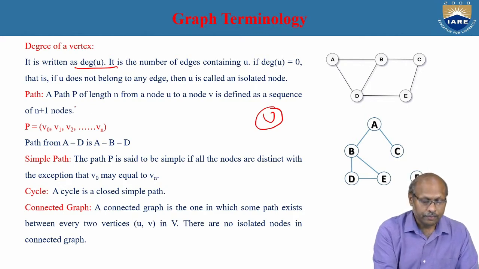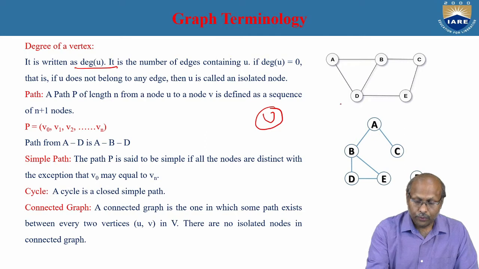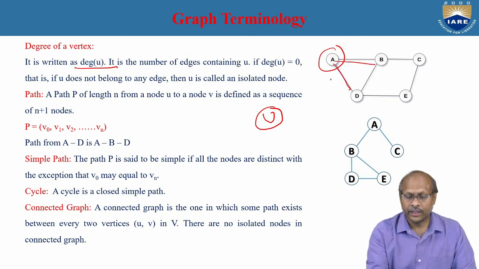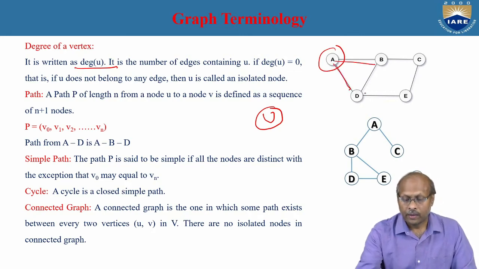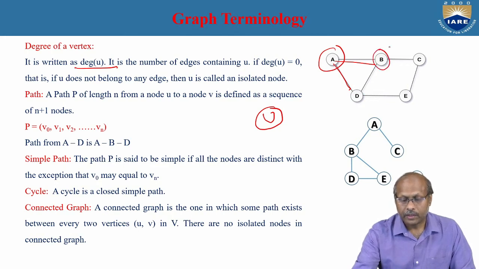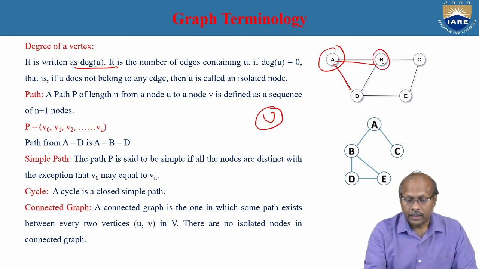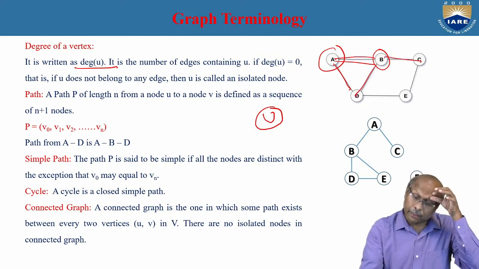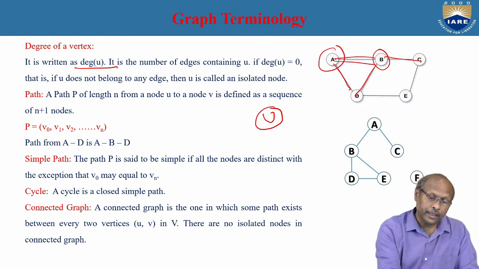Now please observe here. For this A, the degree is 2, because A is connected to B as well as A to D. So the degree of A is 2. When you come to B, it is connected here as well as here, so the degree is 3. So the number of connections will be known from the degree of a vertex.